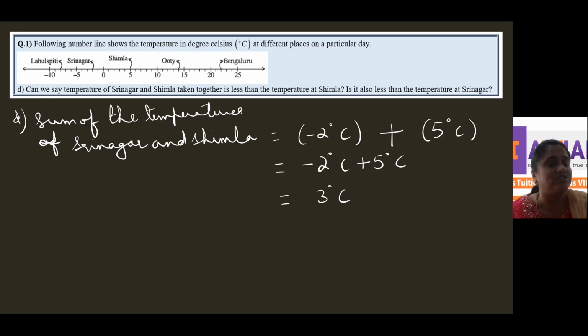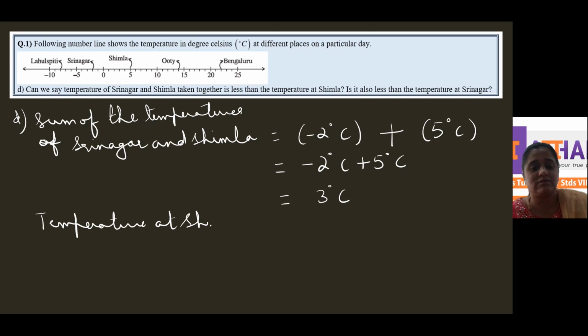Now, temperature of Srinagar and Shimla taken together we have done. Next, less than the temperature at Shimla. What is the temperature at Shimla? 5 degrees Celsius. Now understand the question. The temperature of Srinagar and Shimla taken together, how much is that? 3 degrees Celsius.